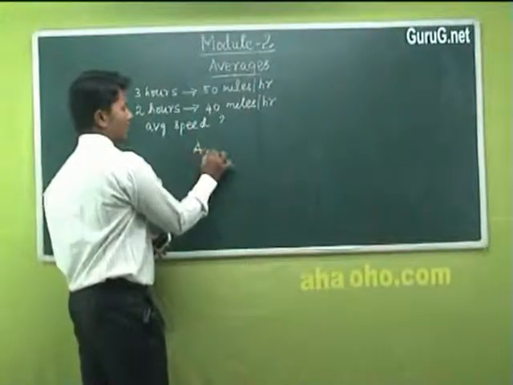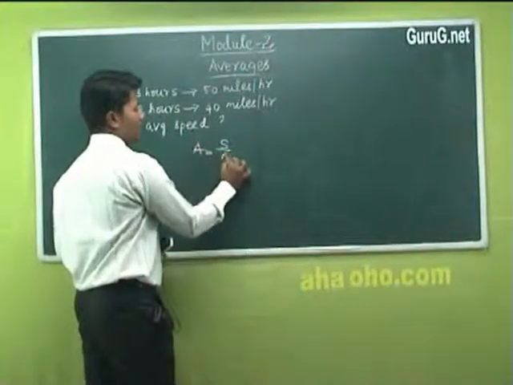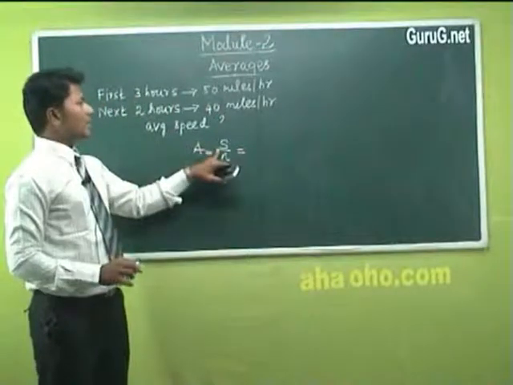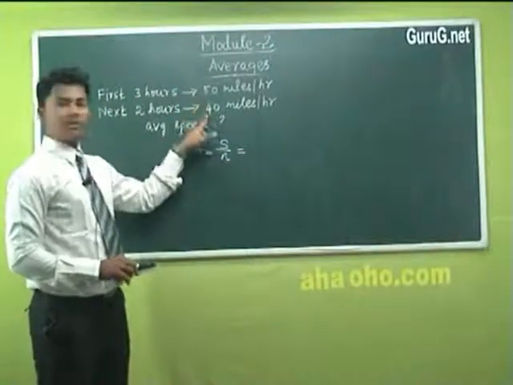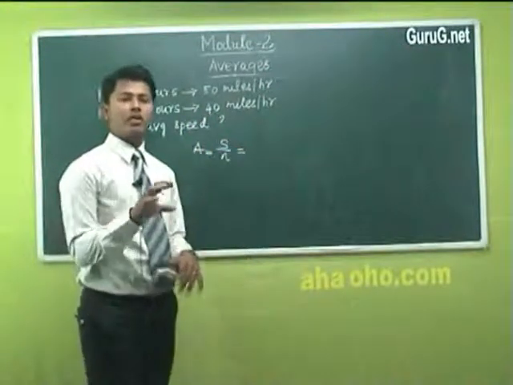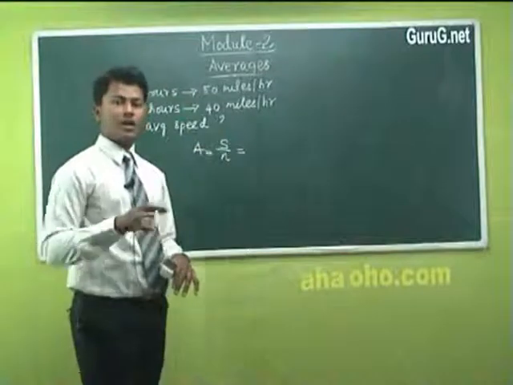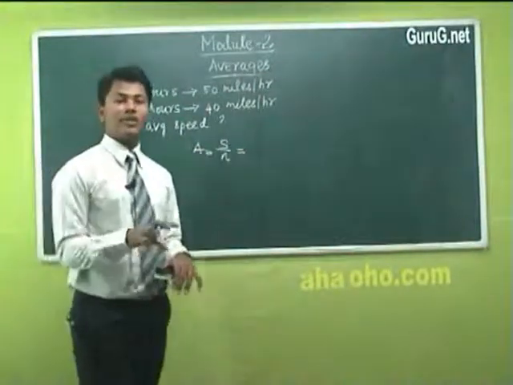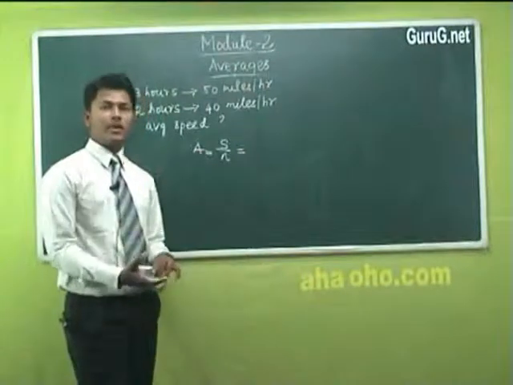Average is nothing but the total sum by the total number of elements. Now, sum is nothing but the sum of the speeds. But in this case, we will not be talking about the simple average. Instead, we are going to consider a concept called weighted average. What do you mean by weighted average?